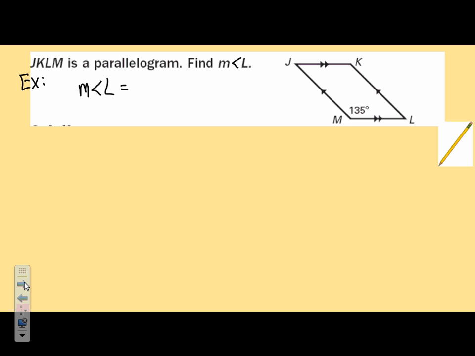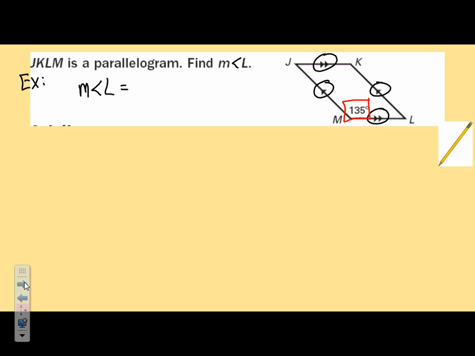The measure of angle L would equal how much? Well, this is a parallelogram. See those parallel markings? In a parallelogram, there are properties about the angles. Opposite angles are the same, and consecutive angles will add up to 180. The only number I'm given here is 135.